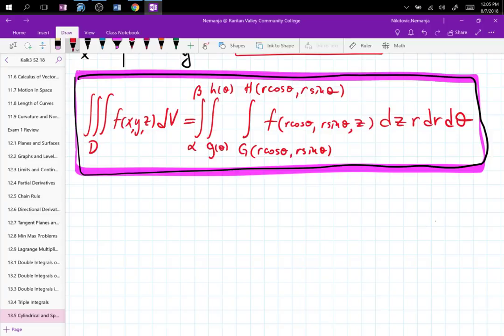So what do we have? Let's go and take a look at the problem. Let's integrate. How about we integrate half of the cylinder?